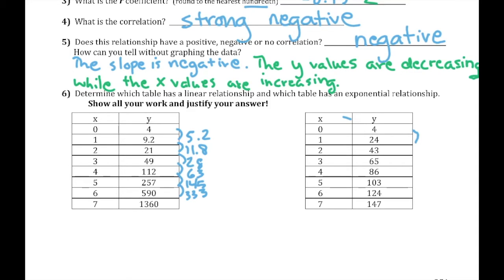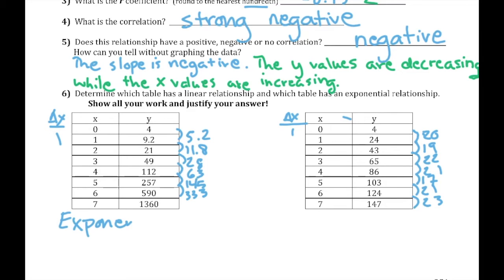Over here, again, our change in x, just like in the first one, is 1 every time, okay? And so then I look at the y's and I say, okay, this is 20. This is 19? Right here we have 22. Then it's 21. Then we have 17, 21, 23. Okay, so this is pretty consistent. And so this one will be our exponential. The first one is the exponential. And the second one is going to be linear.